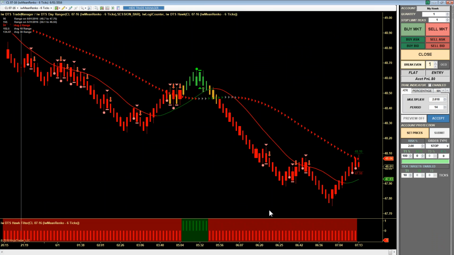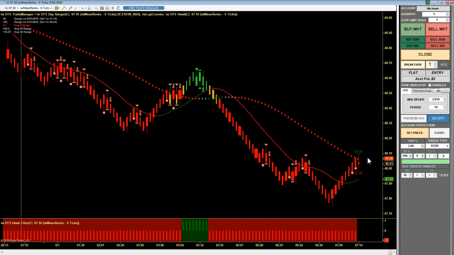Ranjit's asking, so this works with NinjaTrader? Yes, it is specific to NinjaTrader. We are working on getting it cross-platform. The problem is this programming is actually very sophisticated, and NinjaTrader was the only software capable of managing the programming.